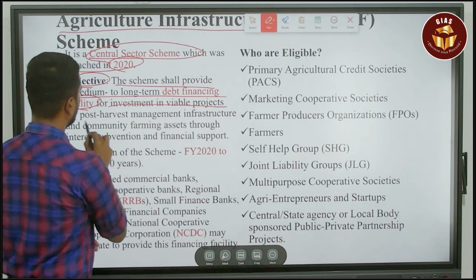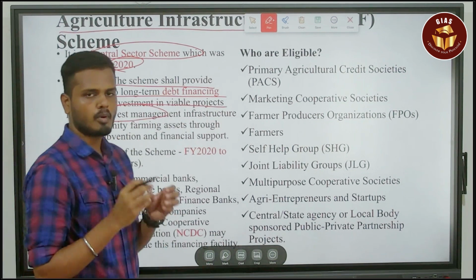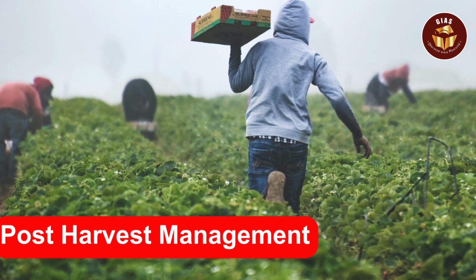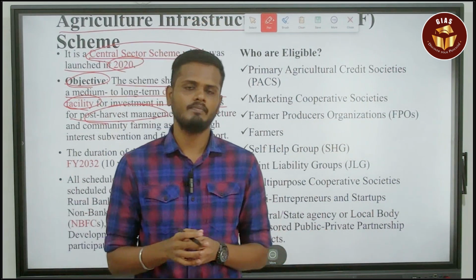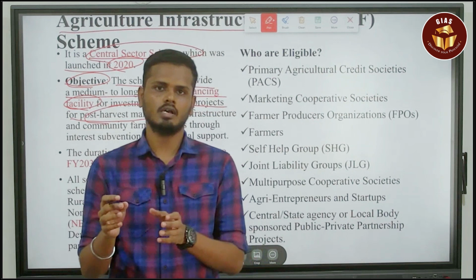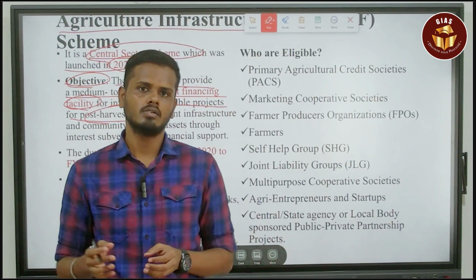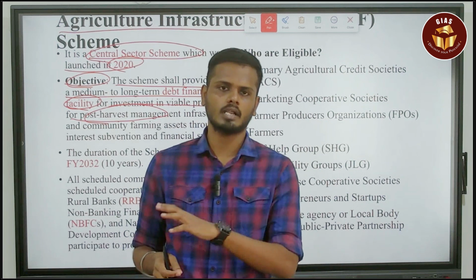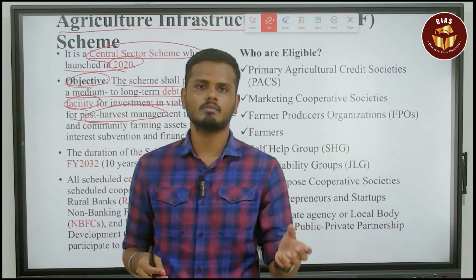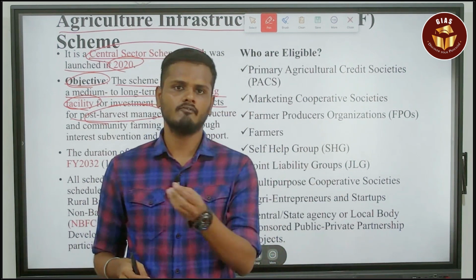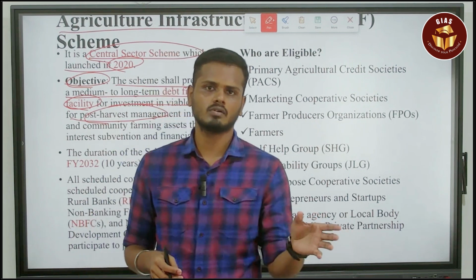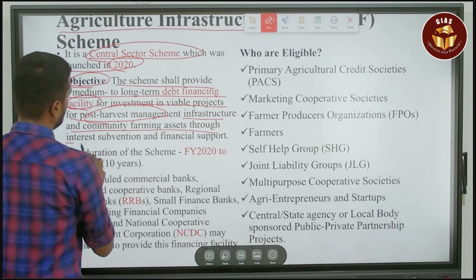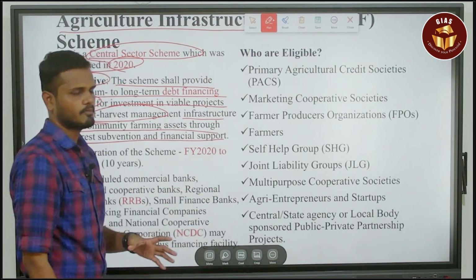Investment in viable projects for post-harvest management. Post-harvest management means that a farmer produces grains or other things, and they have to store those grains somewhere. So if a farmer wants to build granaries or other kinds of buildings, they can get a loan from the banks under the Agriculture Infrastructure Fund. They can store the grains in the granaries, and there are community farming assets, through interest subvention and financial support.